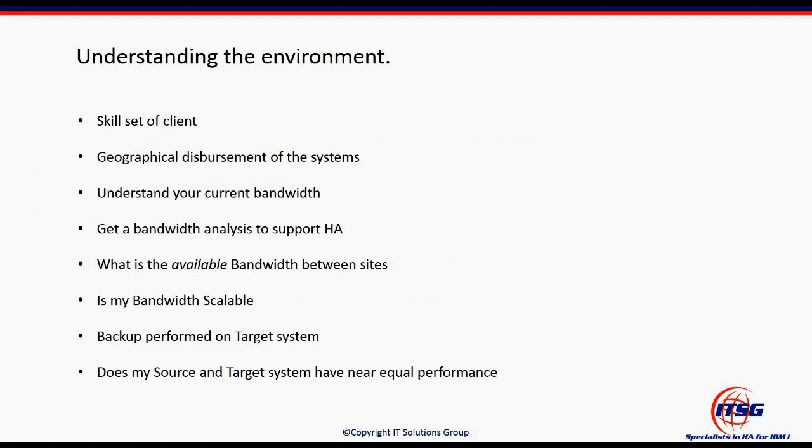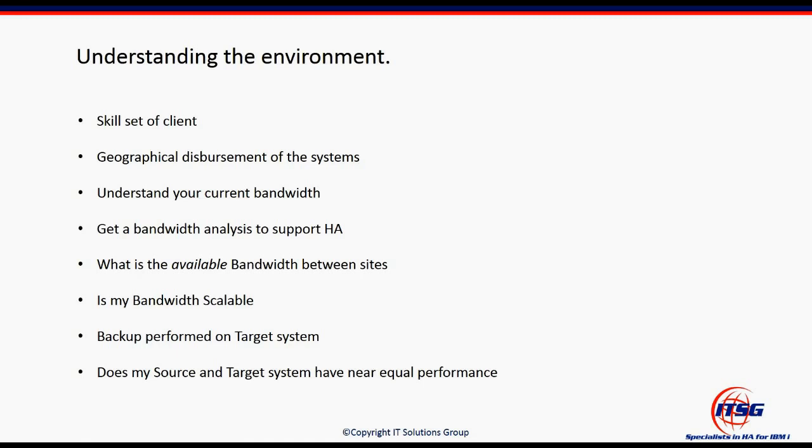One of the things that we do is an analysis of the customer environment. And we look at the skill set of the client themselves first, understand what your IT staff is capable of, and determine how much time you have to support the product. We also look at geographical dispersement. Where is your second system going to reside? If you have a second system, can we put the system there to keep your costs down? If not, we need to put it into a co-location.